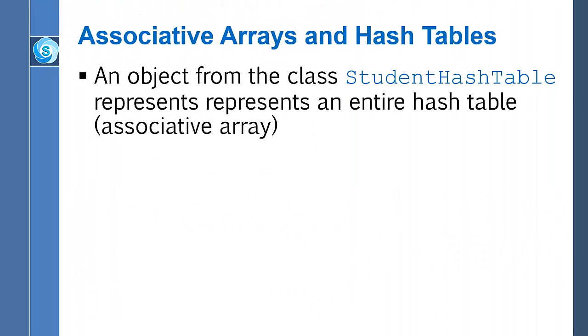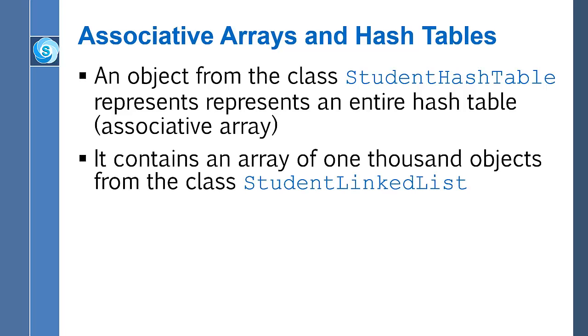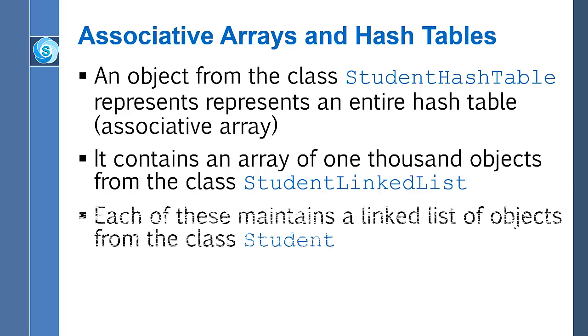So there's a class in the code called student hash table, and an object from that class represents the entire hash table. There's also a class called student linked list, and an object from that class represents one of the linked lists that we discussed as part of the hash table. And there's also a class called student, right? So an object from the class student is basically a student record.